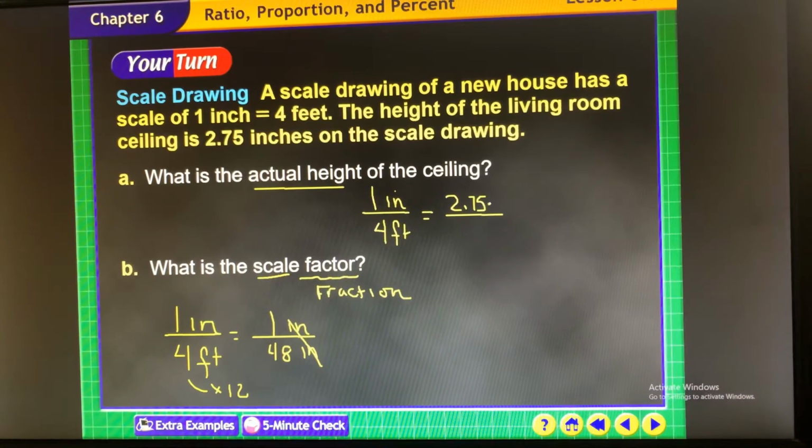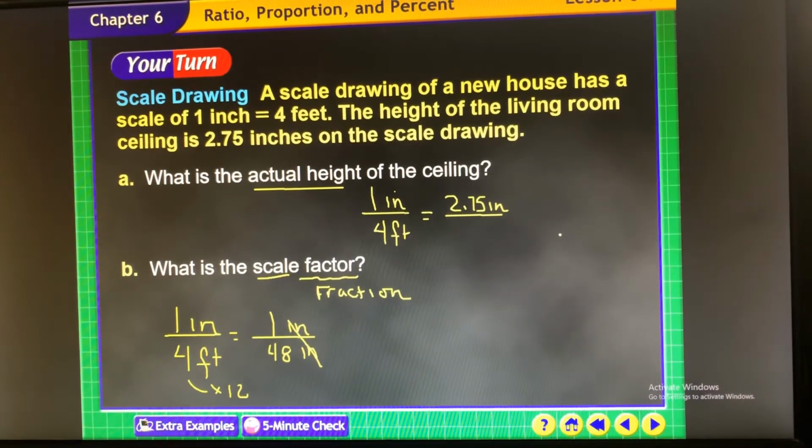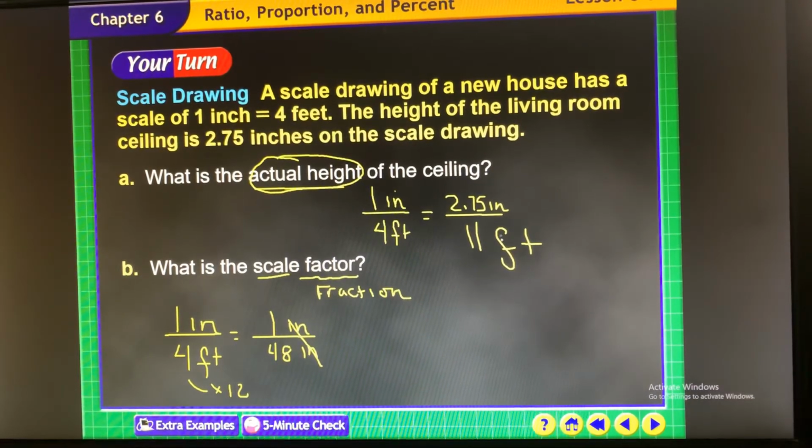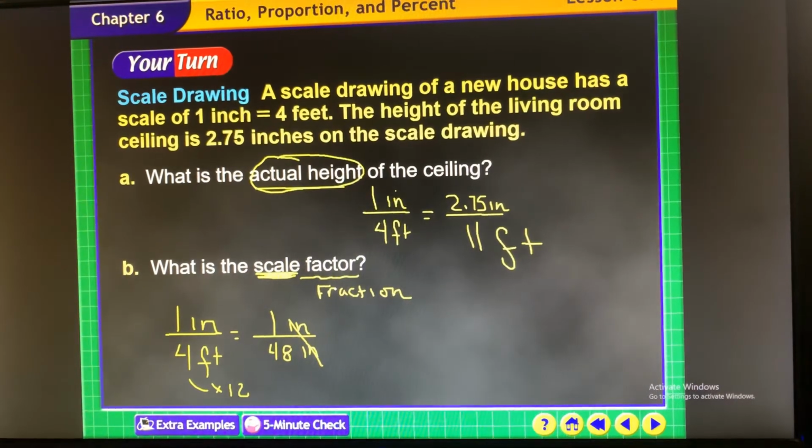This one says use the information, set up a proportion, cross multiply and divide to find your missing piece. 2 75/100 times 4 is 11. And you don't need to do divided by 1. So the actual height is 11 feet. So pay attention to the two questions and how they're different. One is looking for an actual height information where you need to set up a proportion. The other is telling you to take and focus on the scale only and turn it into a fraction. Okay?